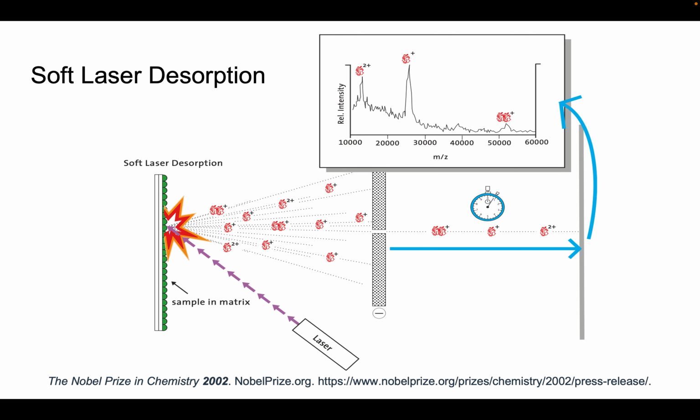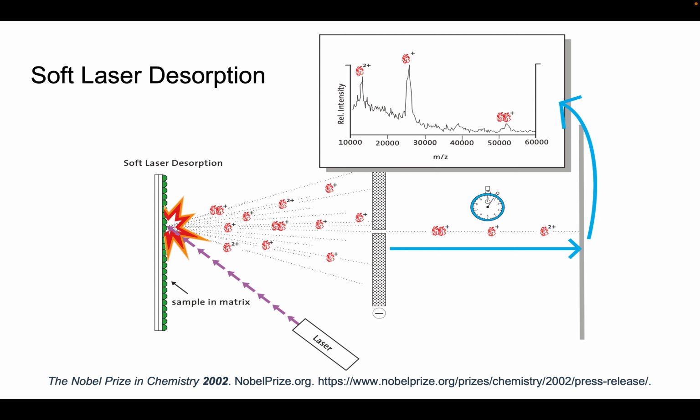So the other side of the Nobel Prize, in soft laser desorption, a sample is placed on a target surface and is typically mixed with a matrix compound that absorbs the laser energy and helps desorb and ionize the sample molecules. The energy is absorbed by the matrix, causing it to vaporize, and some of the energy absorbed into the matrix is transferred over to the sample molecules, therefore ionizing them. So this can then carry the sample molecules with it into the gas phase.